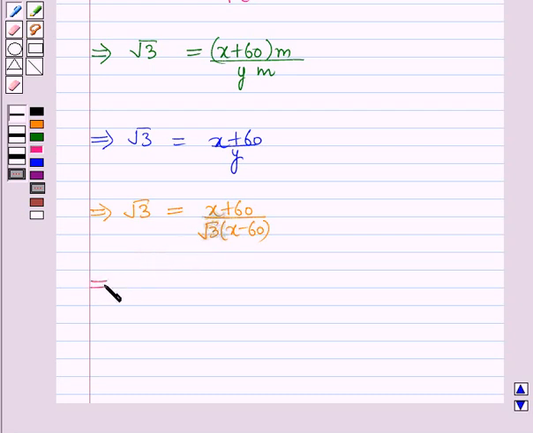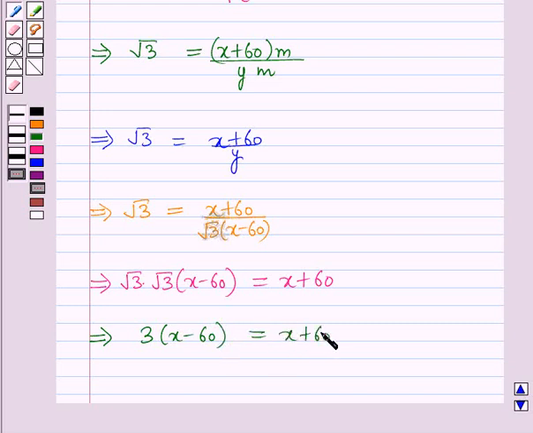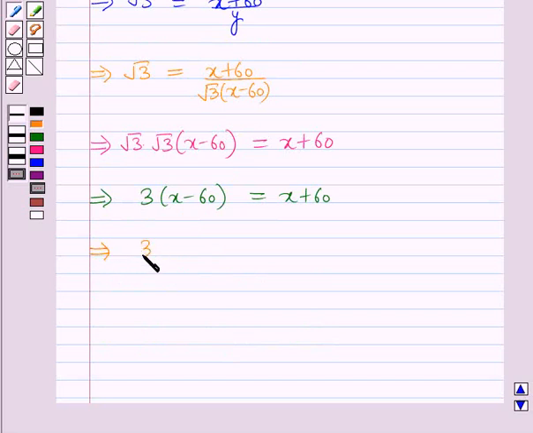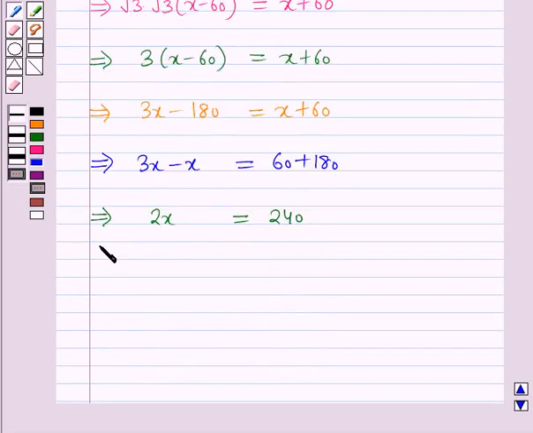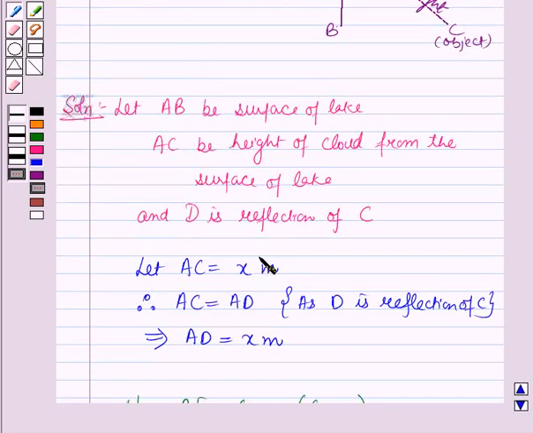On cross multiplying, this implies root 3 into root 3 into x minus 60 the whole is equal to x plus 60, which further implies 3 into x minus 60 the whole is equal to x plus 60. This implies 3x minus 180 is equal to x plus 60, which further implies 3x minus x is equal to 60 plus 180, which implies 2x is equal to 240, which further implies x is equal to 120. Now we have taken AC as the height of the cloud from the surface of the lake, and AC is taken as x meters.